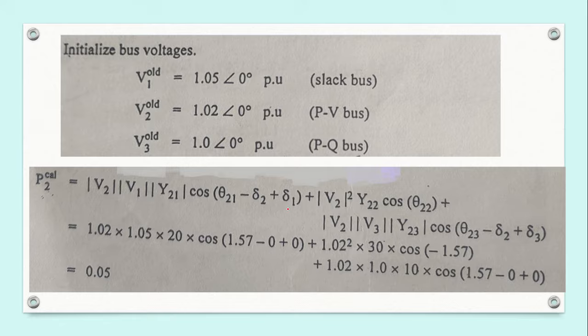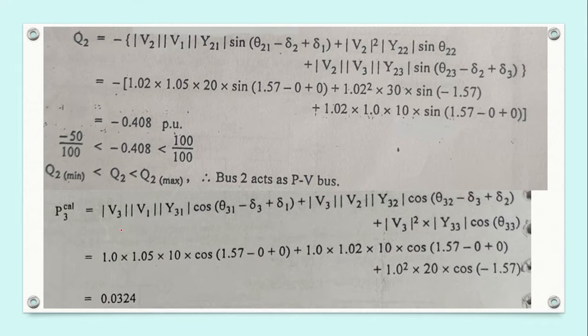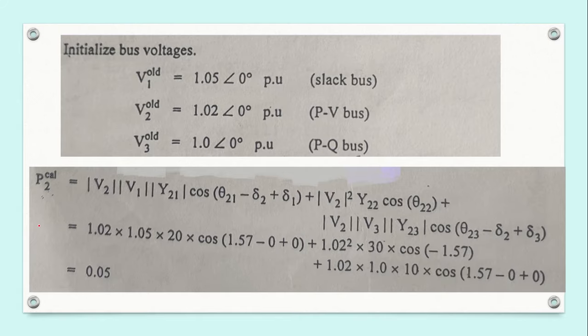Delta 1 is the voltage angle of bus number 1, delta 2 is the voltage angle of bus number 2. Theta 21, theta 22, theta 23, etc. are obtained from the Y bus, which is expressed in polar form. So substitute all the values and calculate P2 calculated. It will be 0.05. So after getting P2 calculated, we can calculate delta P2 also. After getting P2 calculated, we can calculate delta P2 as P2 specified minus P2 calculated. Okay.